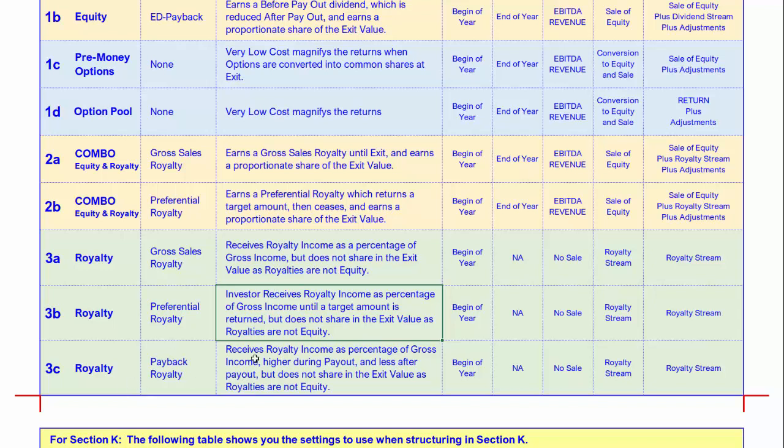And a payback royalty. Well, ever watch Shark Tank? I love the program. I actually even met Mark Cuban. I want to meet the rest of those guys, especially Mr. Wonderful, because a payback royalty is actually modeled after something that he loves. What happens is you receive a royalty income as a percentage of gross income. It's higher during the payout and less after the payout. You'll remember him saying, I want 10 cents a unit until you pay me back, and then I'll take 5 cents in perpetuity. If it's good enough for him, it's good enough for you.